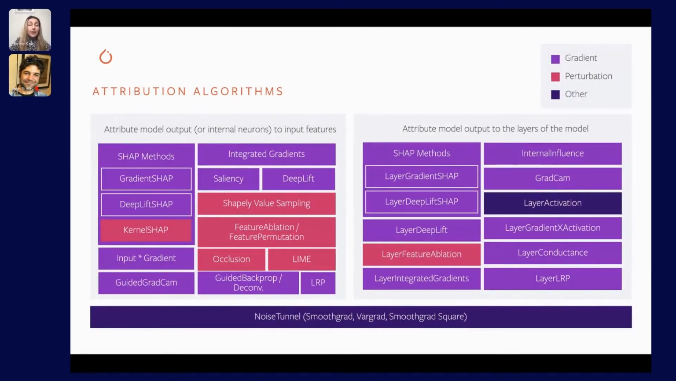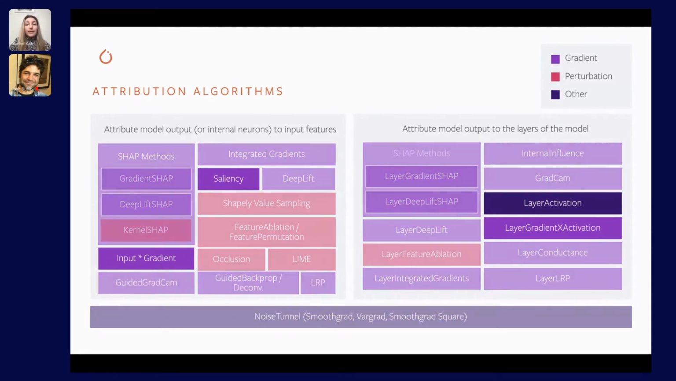So this slide summarizes all algorithms that we have in the Captum library. On the left side of the slide, we can see the algorithms that help us to attribute output predictions or internal neurons or aggregations of internal neurons to the inputs of our model. On the right side, we see algorithms that help us to attribute output predictions to all neurons in an internal layer. Gradient-based methods are highlighted in purple, perturbation ones in pink, and there are two other algorithms that do not belong to any of those big groups of attribution, which we highlight in dark blue.